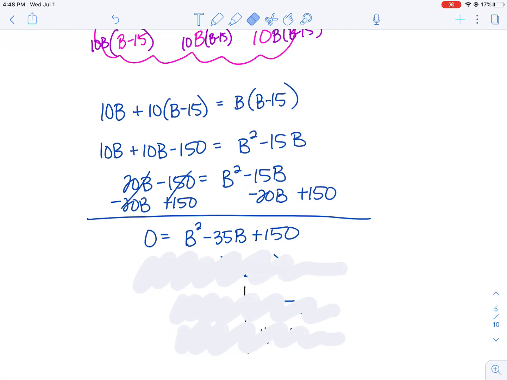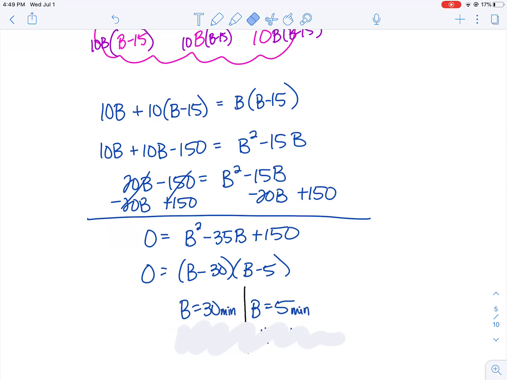and I end up getting a quadratic equation that looks like this: b squared minus 35b plus 150. This is now a basic factoring problem where I can figure out what numbers multiply to 150 that add to give me negative 35. You might have to try a few numbers, but I ended up getting negative 30 and negative 5. They multiply to positive 150 and add to give me negative 35. Now that I have factors set equal to 0, I can set each of them equal to 0, and I can solve, and I end up getting b equals 30 and b equals 5.